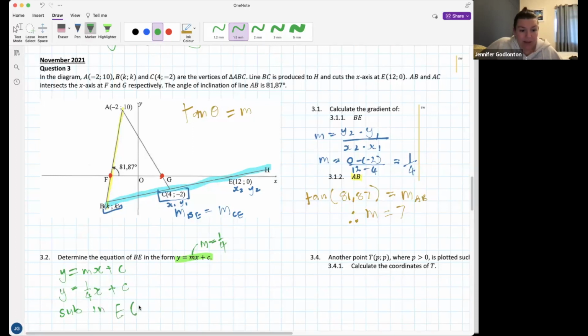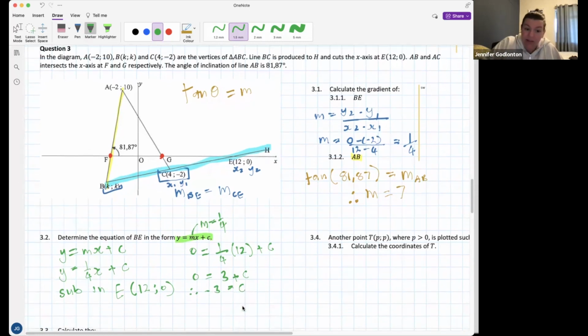E. So I'm going to sub in 12 and 0. So my Y is 0. I'm going to say 1/4 times 12 plus C. So 0 is equal to 3 plus C, which means C is equal to -3. Again, we haven't finished it because we haven't given our final answer. So we're going to say y is equal to 1/4 x minus 3. Cool.